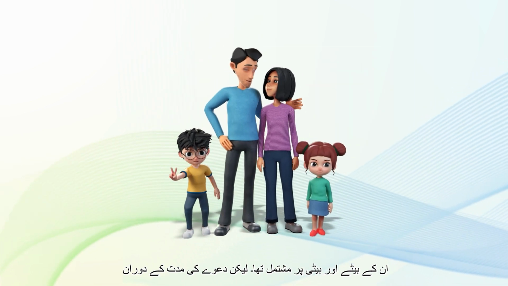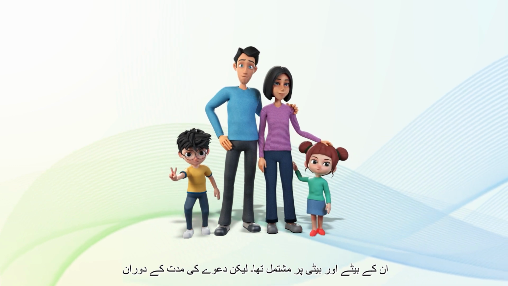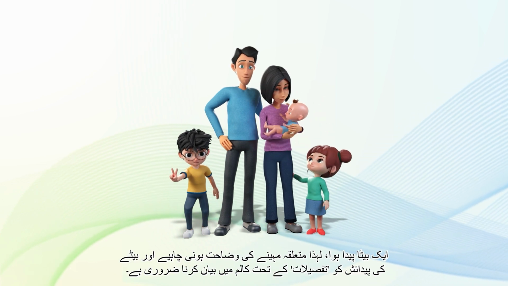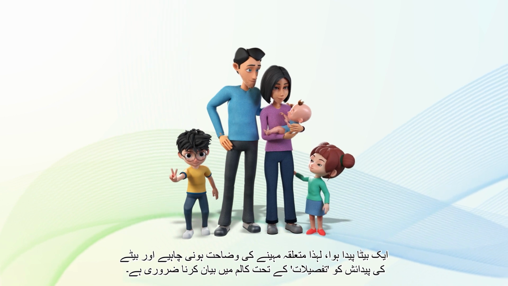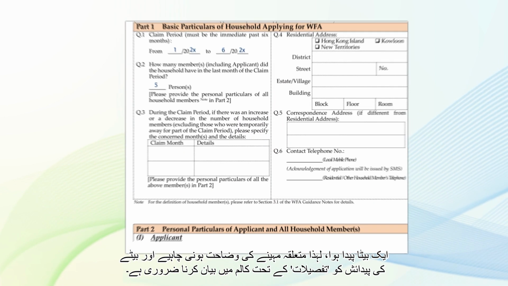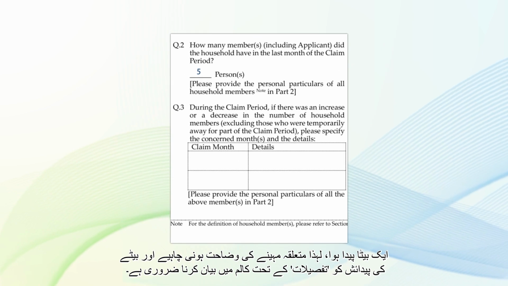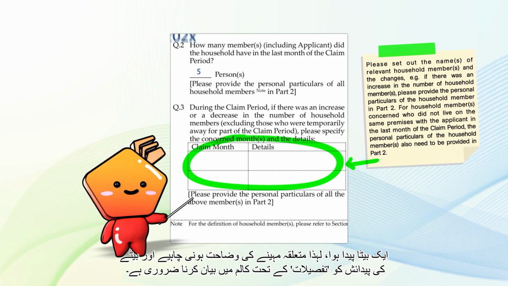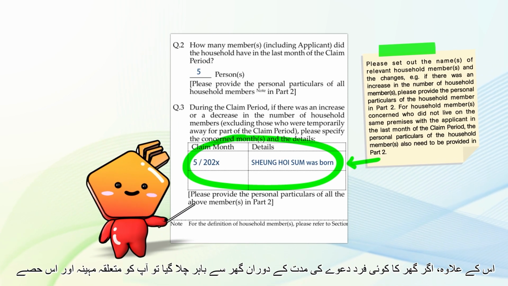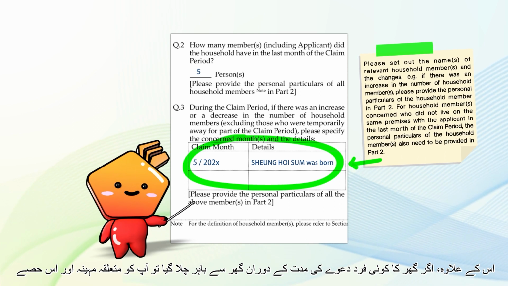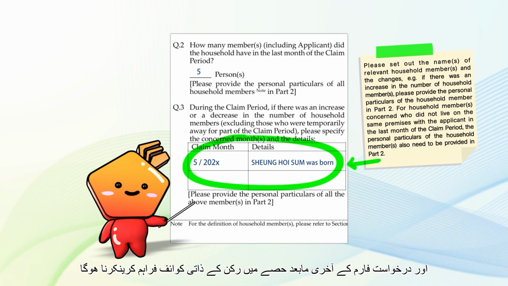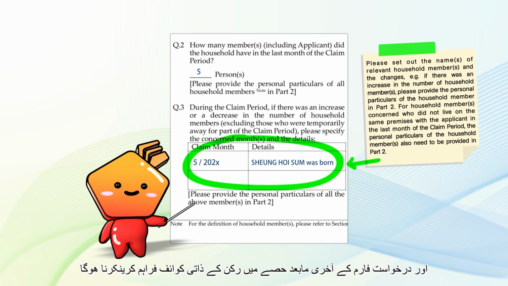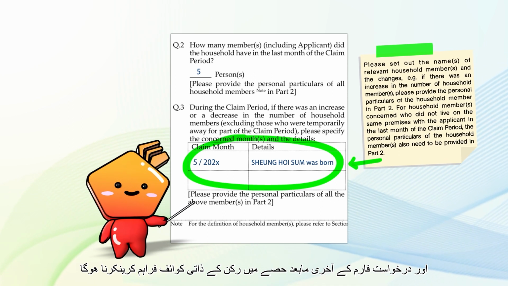For example, a household was originally comprised of the applicant, his wife, their son, and daughter. But a son was born during the claim period. So, the concerned month must be specified, and the birth of the son must be stated in the column under Details. In addition, if a household member moved out from the household during the claim period, you need to fill in the concerned month and details in this part, and provide the member's personal particulars in the latter part of the application form.